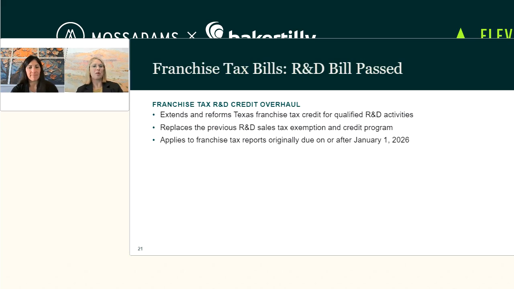All right, one of the biggest topics was the overhaul of the franchise tax. This has been kind of in motion over the last several sessions. The overhaul here is really going to extend the credit. But one of the big items is to eliminate that sales tax exemption.